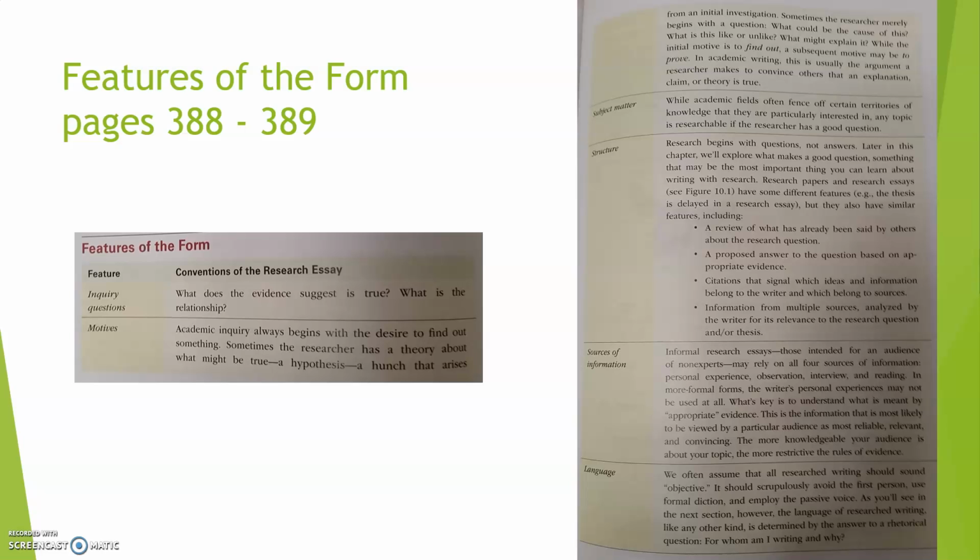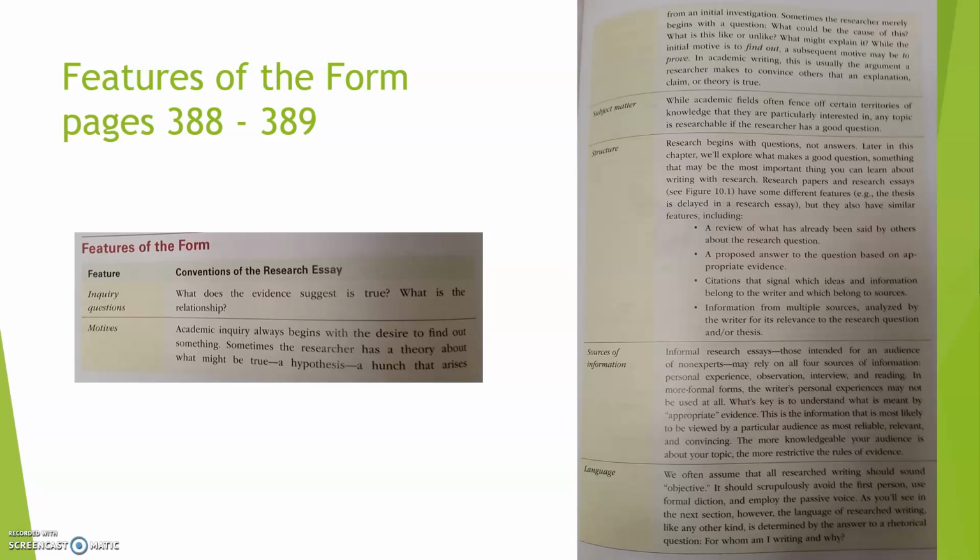Academic inquiry always begins with the desire to find out something. Sometimes the researcher has a theory about what might be true, a hypothesis, a hunch that arises from an initial investigation. Sometimes the researcher merely begins with a question. What could be the cause of this? What is this like or unlike?